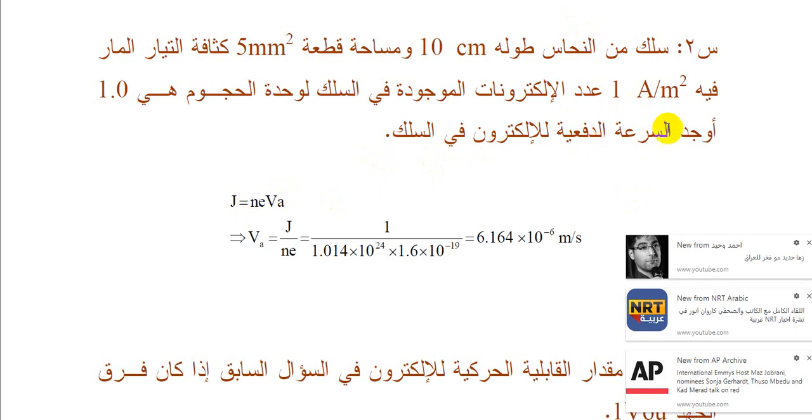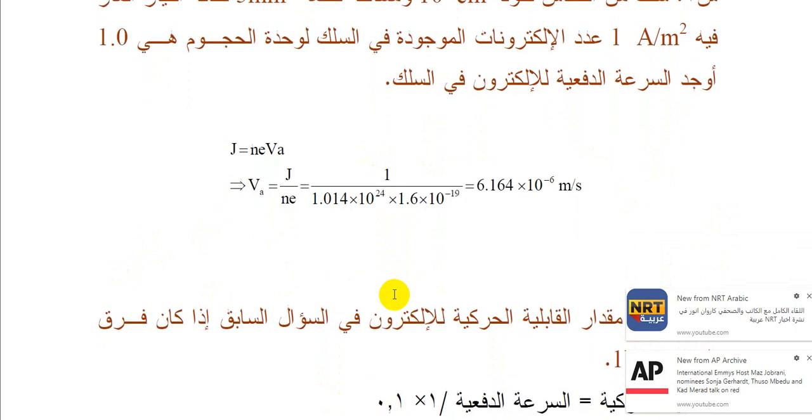Let us calculate the drift velocity. J equals to N A VA. VA equals to, as you can see right in front of you, the equation as stated, as explained in the example.